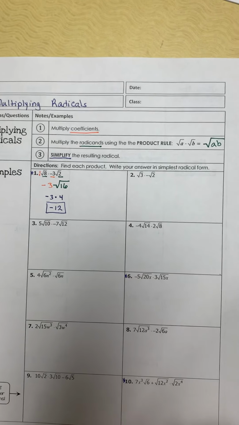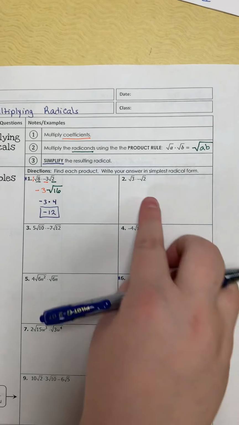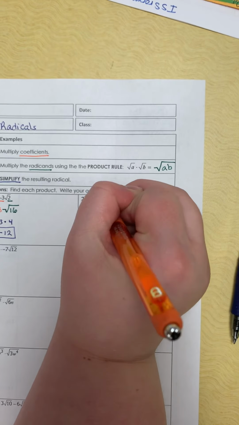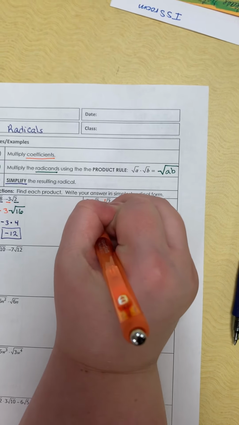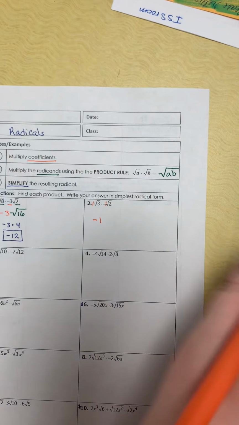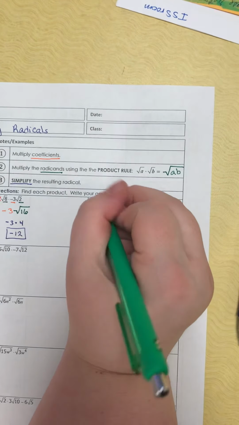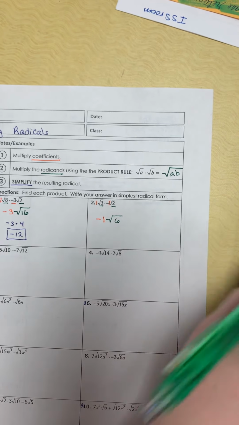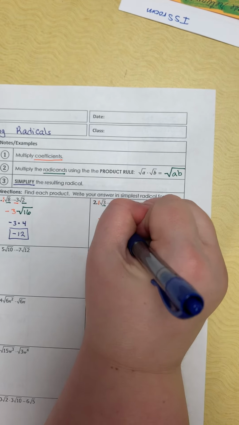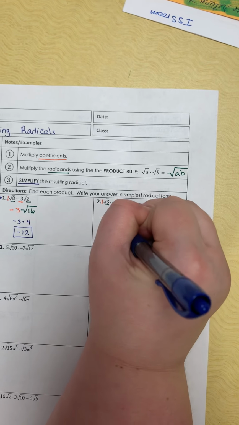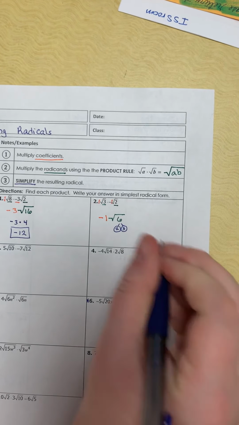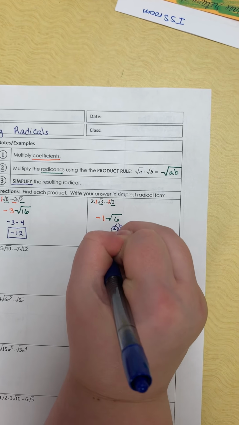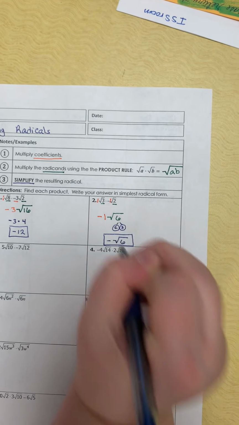Now, they all will not perfectly do that. For example, number 2 won't. Real quick, I'll show you. Outside times outside, times negative 1, would be a negative 1. Inside times inside, that'd be 3 times 2, which is 6. If I try to break down 6, I get 2 and 3. It won't break. So my final answer would be negative square root of 6. See how easy that is?